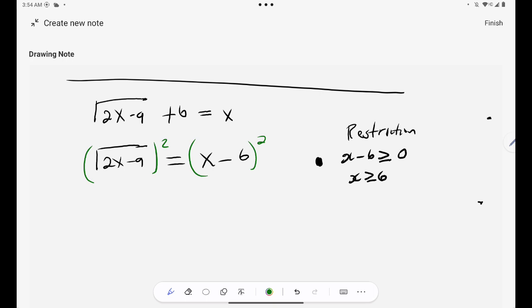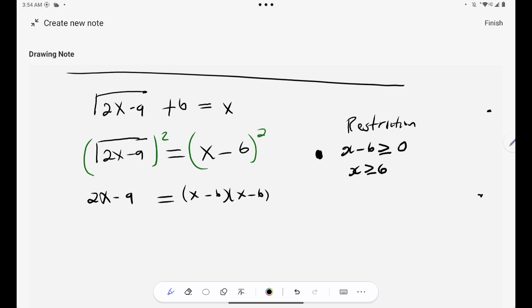For me to remove a square root, I must square both sides, because a square is the opposite of a square root. Are you together? And when I do so, I'll have 2x minus 9, and then here just open two brackets. Whenever you have a square, it simply means you're multiplying two things that are the same. Right? You have x minus 6, x minus 6. Okay. I still have 2x minus 9. I'm glad I have this equation, because now I have to show you guys how to deal with a FOIL.